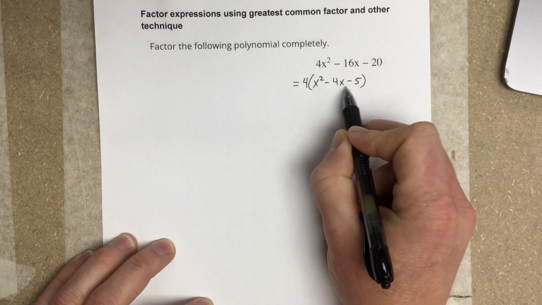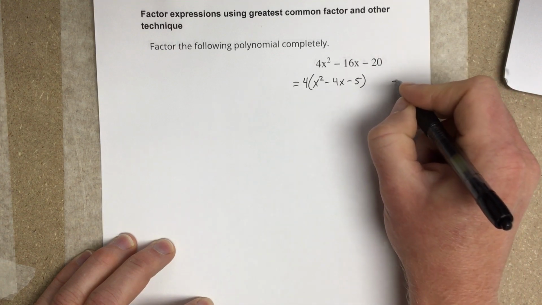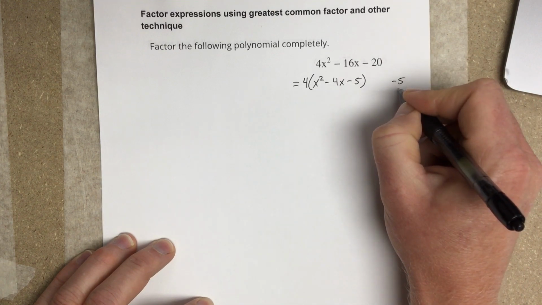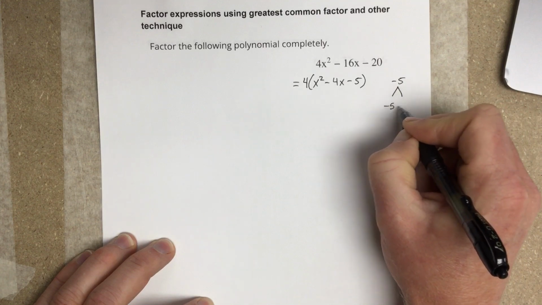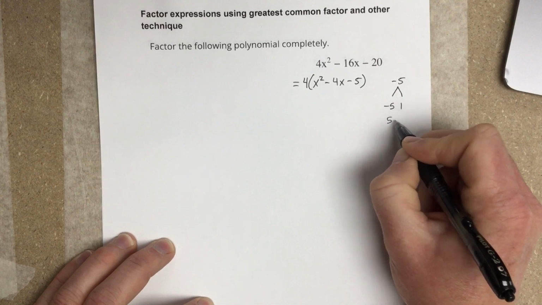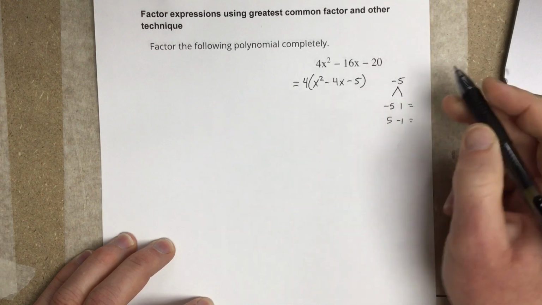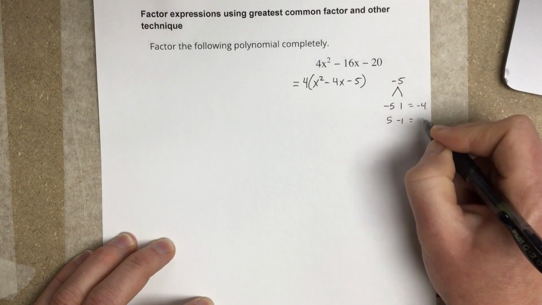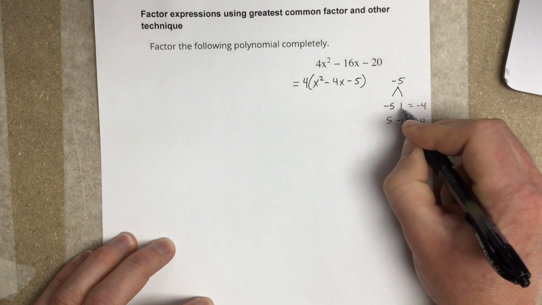And now I have a trinomial here that I can actually factor pretty easily. I'm going to write the negative 5 out to the right, and then I'm going to write the factors down. So I could have negative 5 and 1, or I could have 5 and negative 1. And I need to figure out which one of these adds to negative 4. Well, this gives negative 4, this gives positive 4, so I want to use the factors negative 5 and 1.